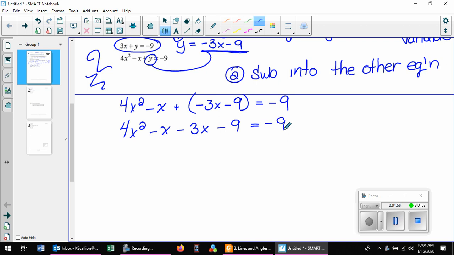Okay, how would I solve for x? What pops off the page at you right away? I need it to equal 0 because I'm going to do what? Factor or use my quadratic formula, right? I know that right away because I have an x squared. So I'm going to have 4x squared minus 4x equals 0.